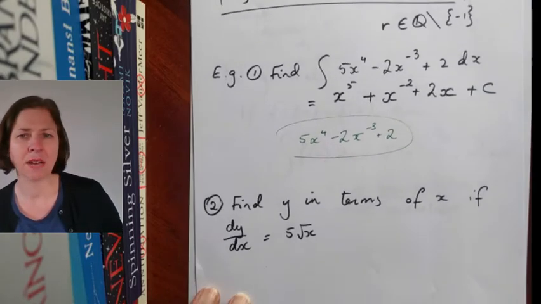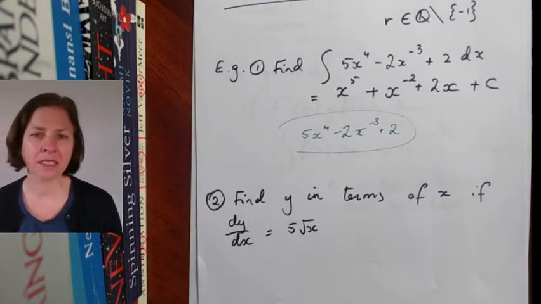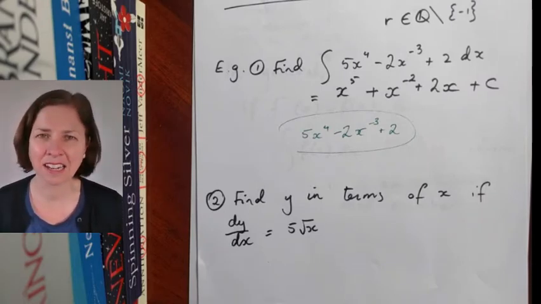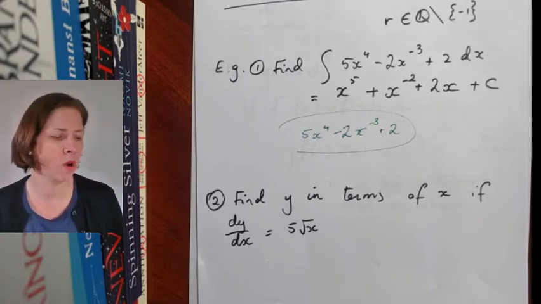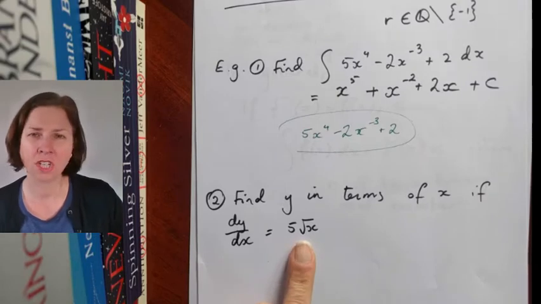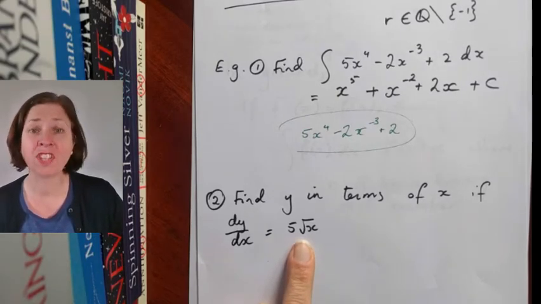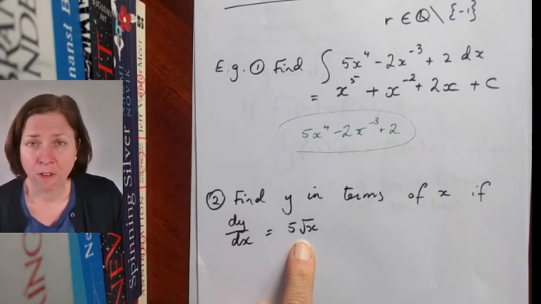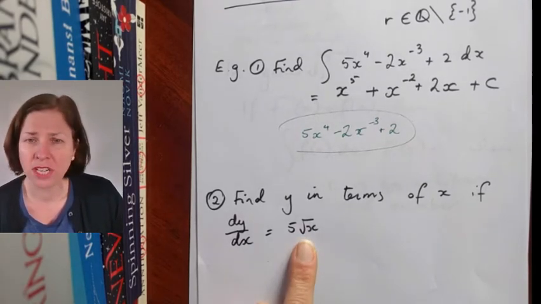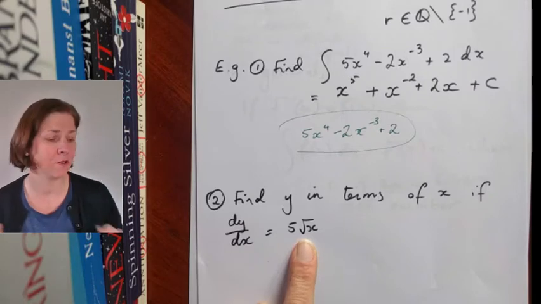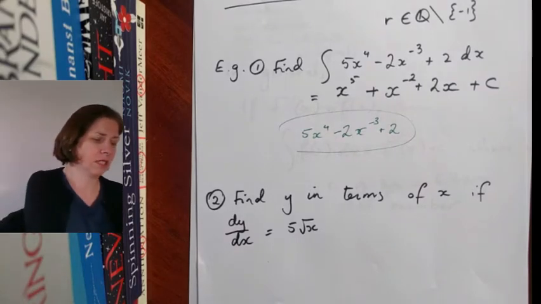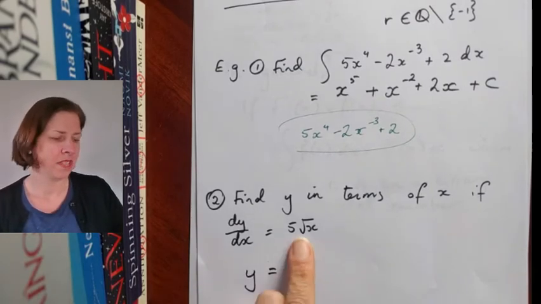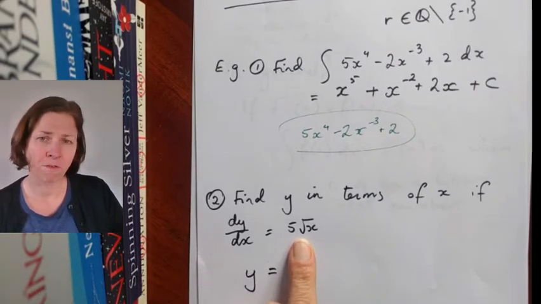So here's another example. Find y in terms of x if dy/dx equals 5 root x. This is exactly the same question, okay? All I need to do here, I've got the derivative of some function, y equals something. I need to know what that function is. I only know the derivative, so I need to anti-differentiate. So y is going to equal the antiderivative of 5 root x.